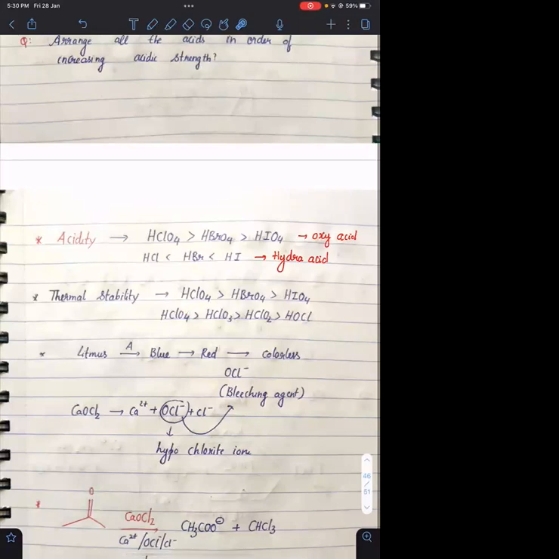Okay, thermal stability. Whenever you are comparing thermal stability, if you are having a complex anion, अभी यहाँ पे HClO4, HBrO4, HIO4. This is the complex anion case. Okay, complex anion के केस में H positive है, ClO4 minus, H positive, BrO4 minus, H positive, IO4 minus.